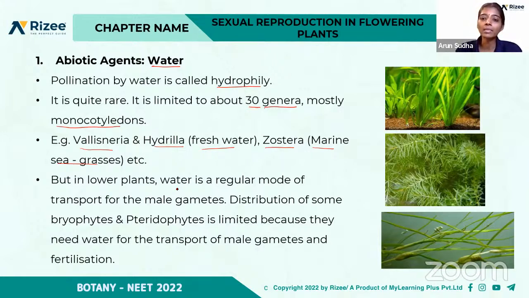But in lower plants, water is a regular mode of transport for the male gametes. That's what we studied even in 11th standard, right? Bryophytes and pteridophytes grow only in places where water is there, or only on the banks, right? What is the purpose of it? Because they need water for the transport of the male gametes for fertilization. So the distribution of some bryophytes and pteridophytes is limited because they need water for the transport of male gametes, and for the fertilization to occur, they need water, right?